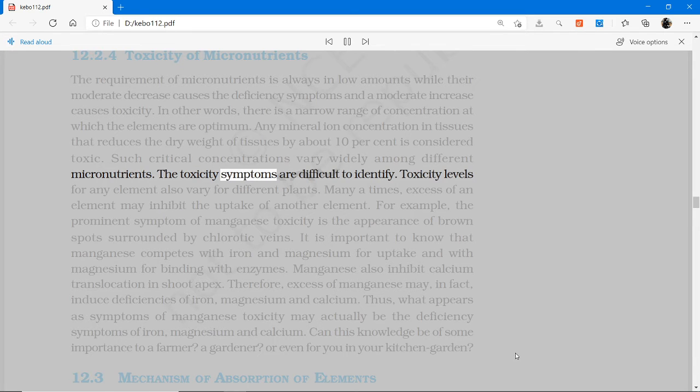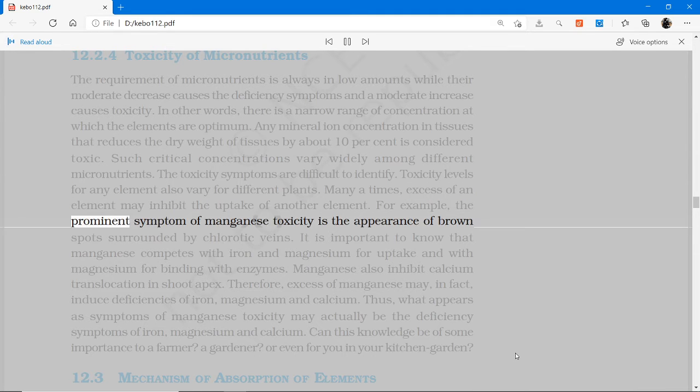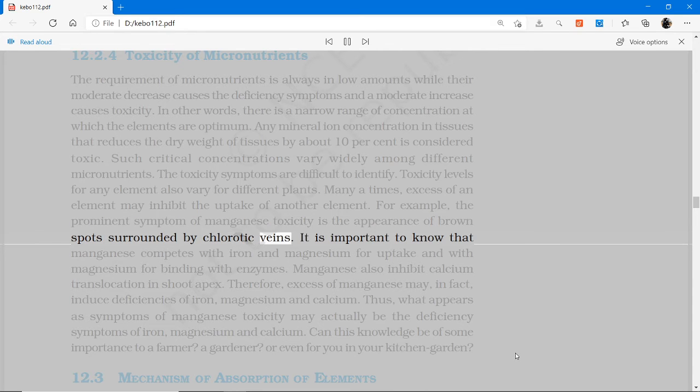The toxicity symptoms are difficult to identify. Toxicity levels for any element also vary for different plants. Many a times, excess of an element may inhibit the uptake of another element. For example, the prominent symptom of manganese toxicity is the appearance of brown spots surrounded by chlorotic veins.